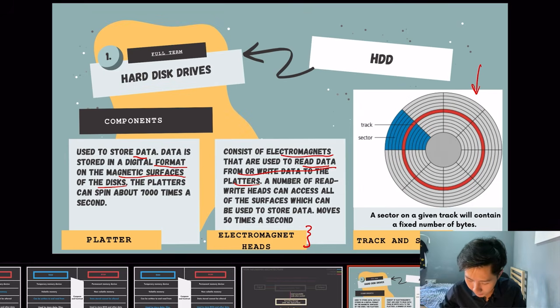Okay. As for the HDD, it consists of something known as tracks and sectors. All right. They are basically used to store data on the disk. So it could be some binary here, as you can see what I'm drawing here. Okay. A sector on a given track will contain a fixed number of bytes. So this is the sector, and this is the track.